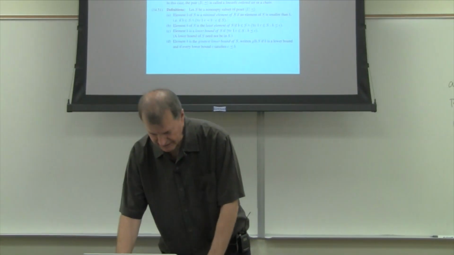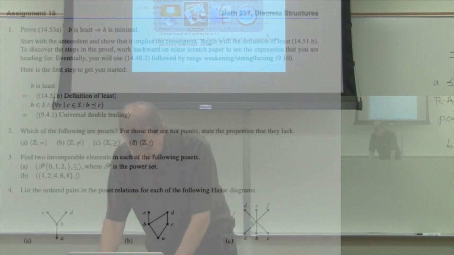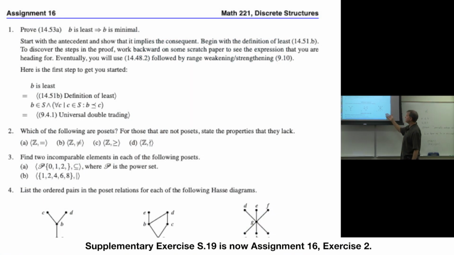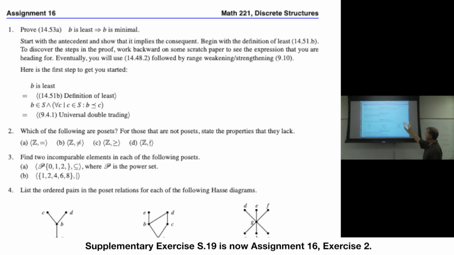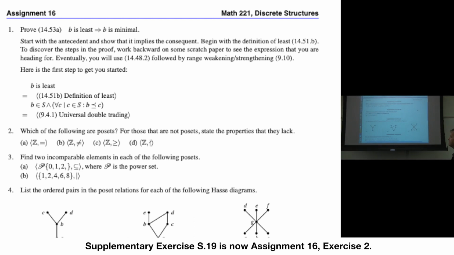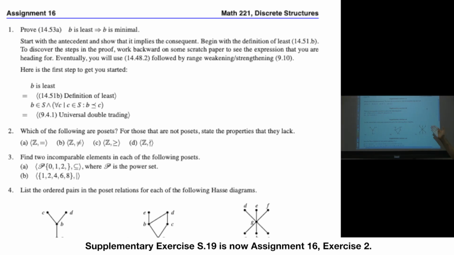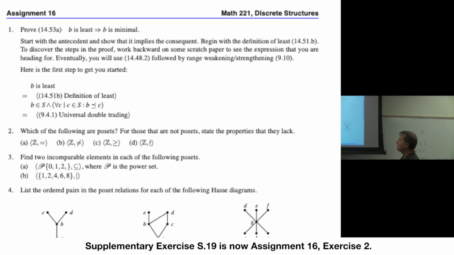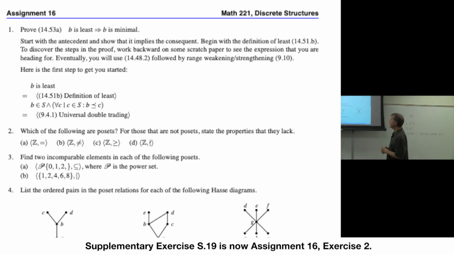Let's take a look at the supplementary exercises. We had a bunch of supplementary exercises. Supplementary exercise S.19 says, which of the following are posets? So what is a poset? Partially ordered set, which is RAT, or reflexive, antisymmetric, transitive. For those that are not posets, state the properties that they lack.